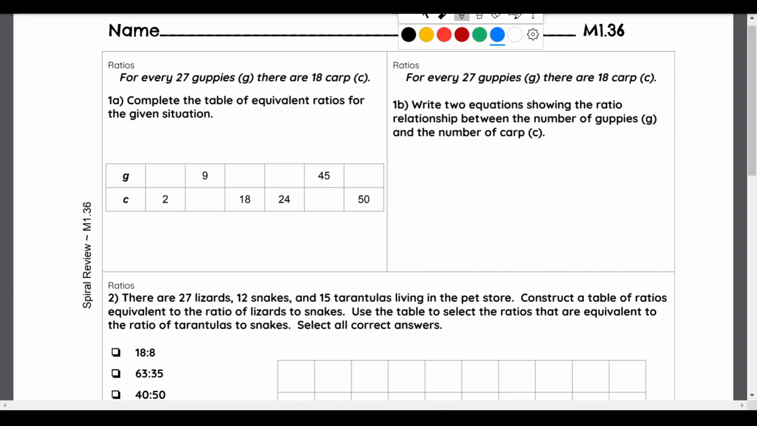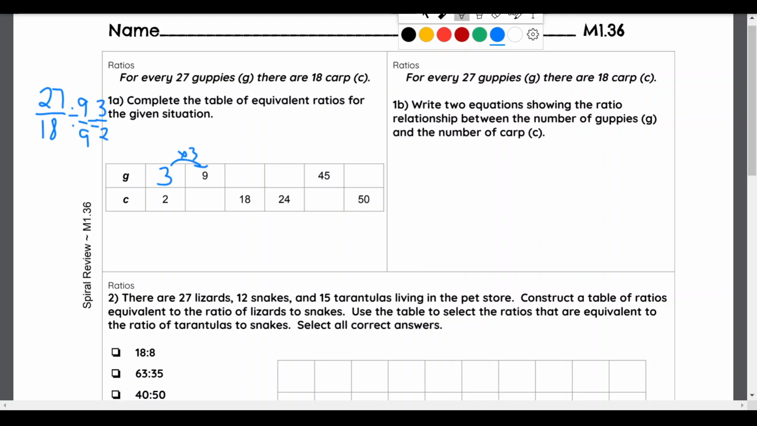M1.36, a little ratio review. For every 27 guppies, there are 18 carp. Complete the table of equivalent ratios for the given situation. So I have 27 to 18. I see both of those are divisible by 9. That'll give me a 3 to 2 ratio. 3 guppies for every 2 carp.